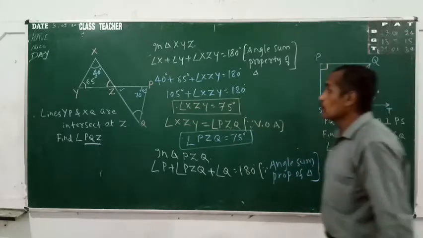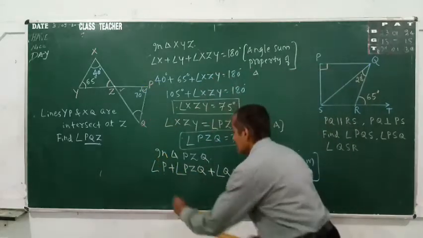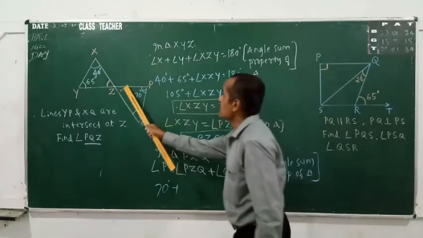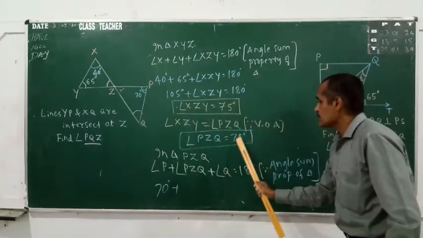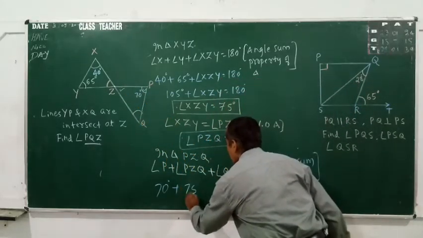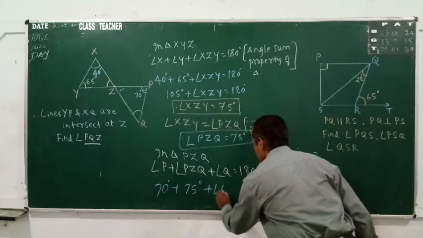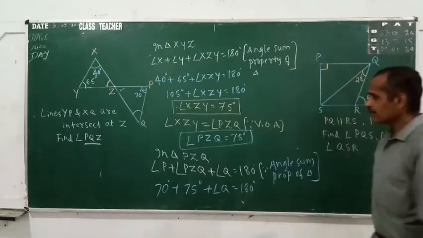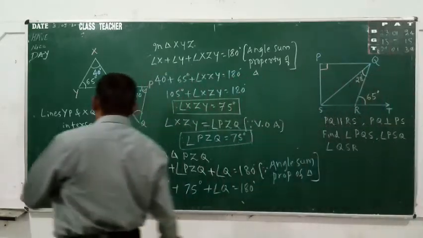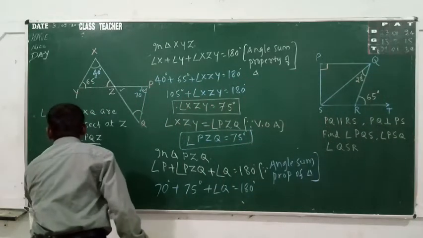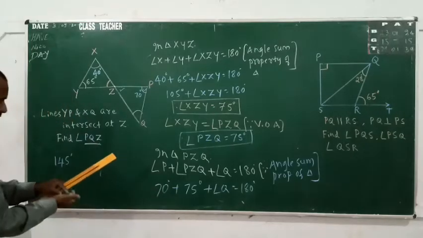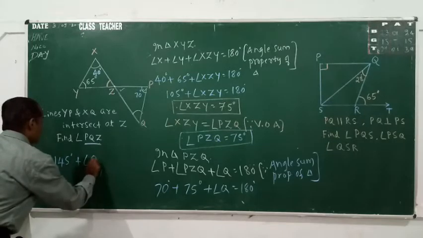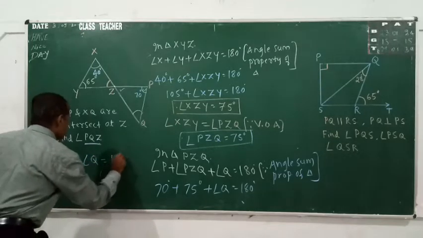Come on. What are the known things for it? Angle P 70 plus angle PZQ, this is already known, PZQ is 75, plus angle Q is equal to 180 degrees. I can write the total is 145 plus angle Q is equal to 180.